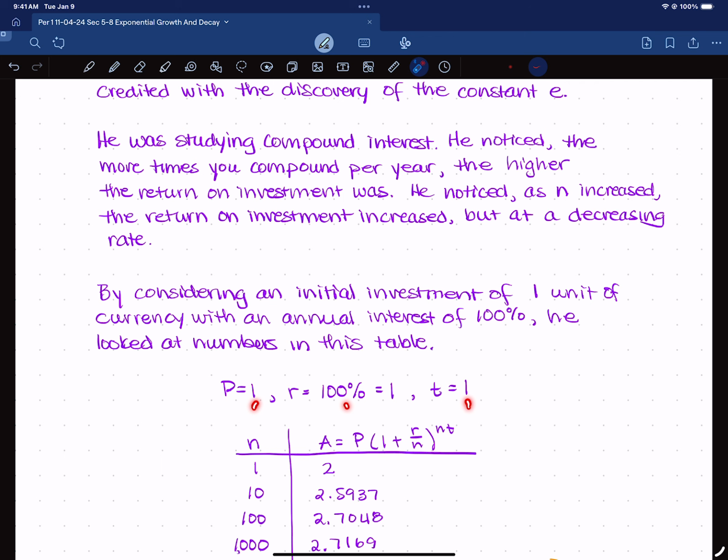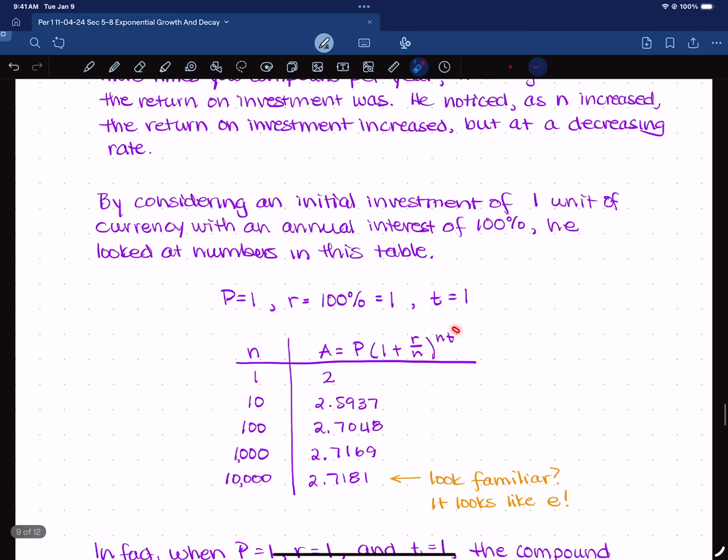And he looked at compounding different numbers of times. So he's using this formula, the compound interest formula. And if you compound just one time a year, you're going to double your money, so you have $2. If you compound 10 times a year, you wind up with this much at the end of a year. And the more and more you compound, sure, the more and more you make, but notice the numbers don't grow as quickly.